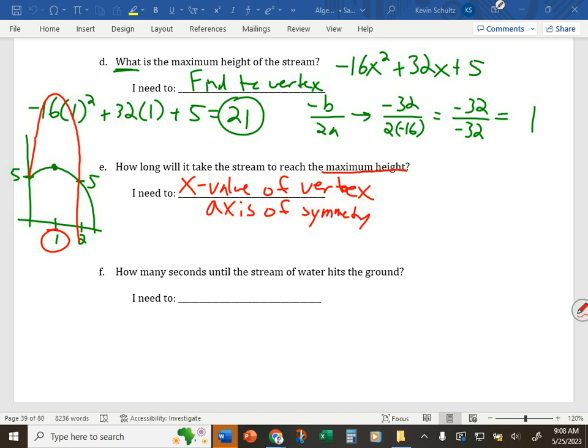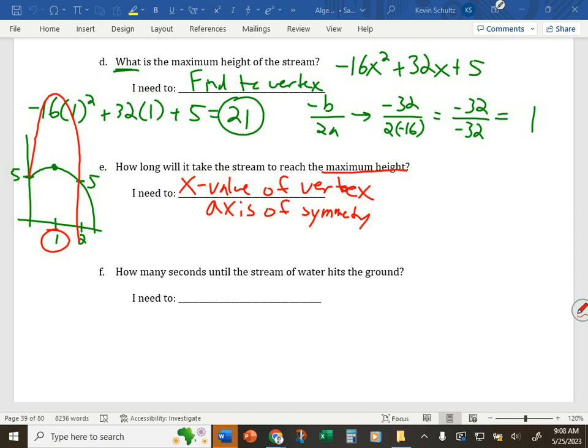Finn? So wait, that doesn't work with what it says. Then it says I need x value of vertex. Finn, you can write calculate the x value of the vertex if you would like it to be grammatically correct.